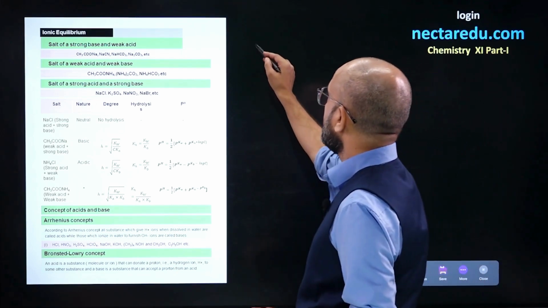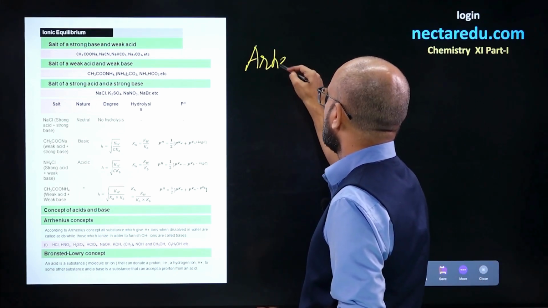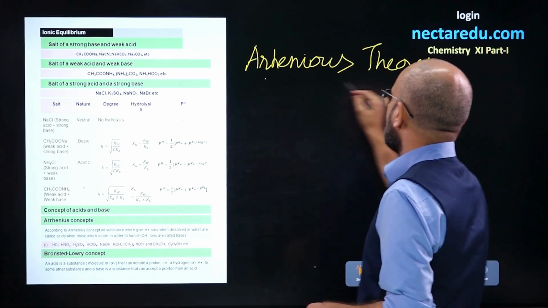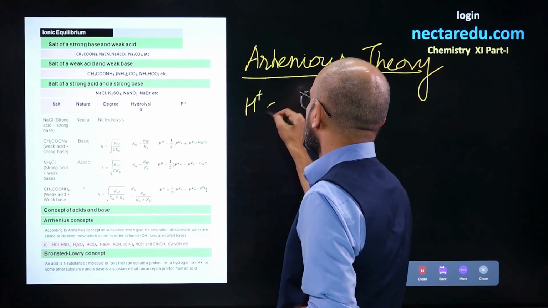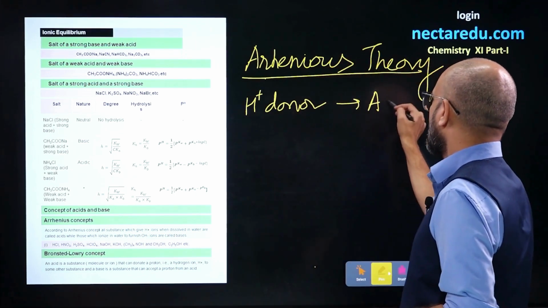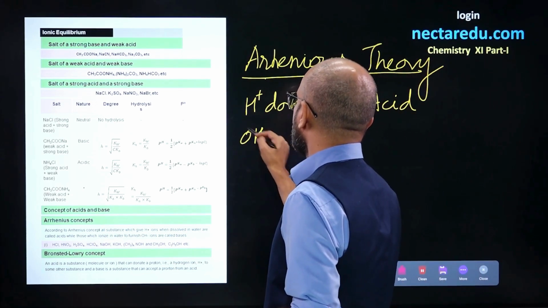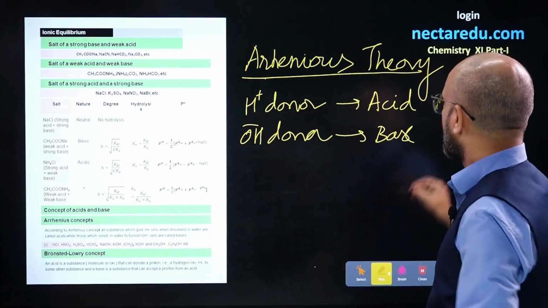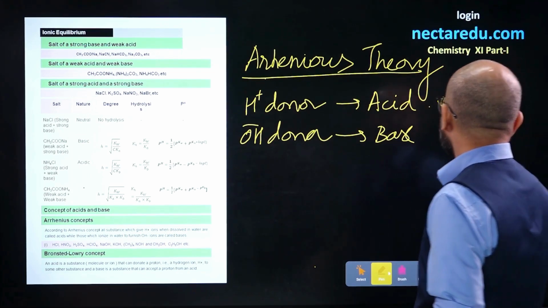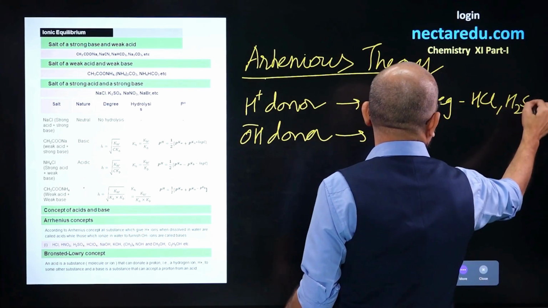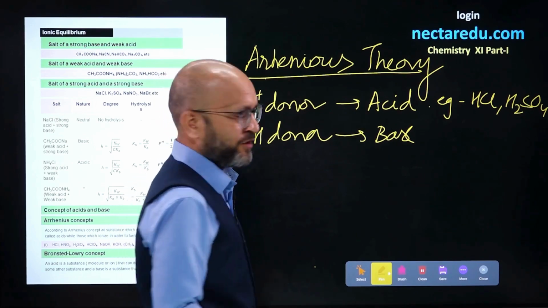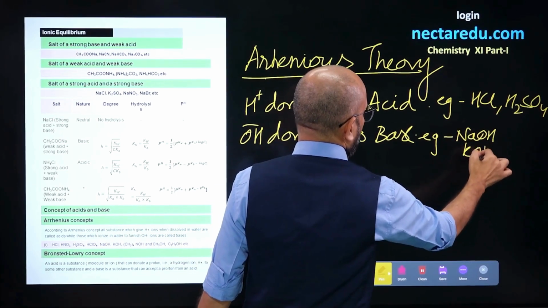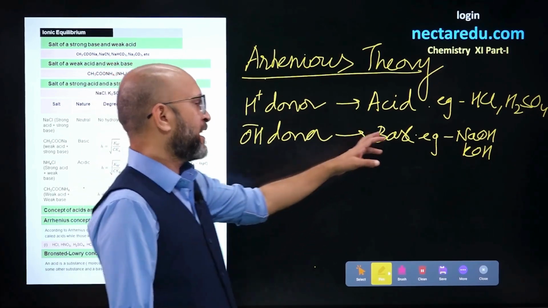Arrhenius theory tells us that H plus donor is acid and OH minus donor is base. Alright, I hope you know the examples. Examples could be HCl, H2SO4 and so many other acids very commonly known to you, and bases are NaOH, KOH, calcium hydroxide, magnesium hydroxide. These are Arrhenius bases.